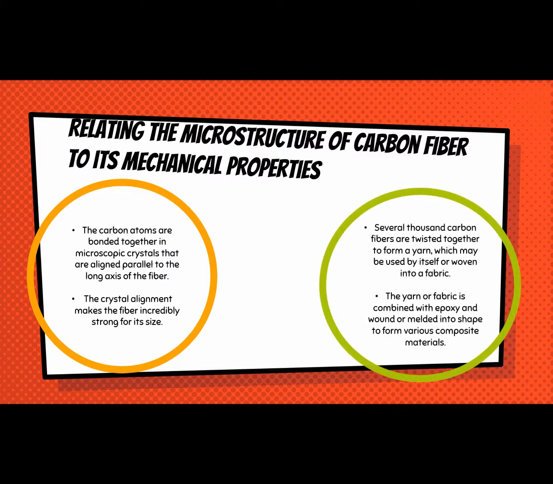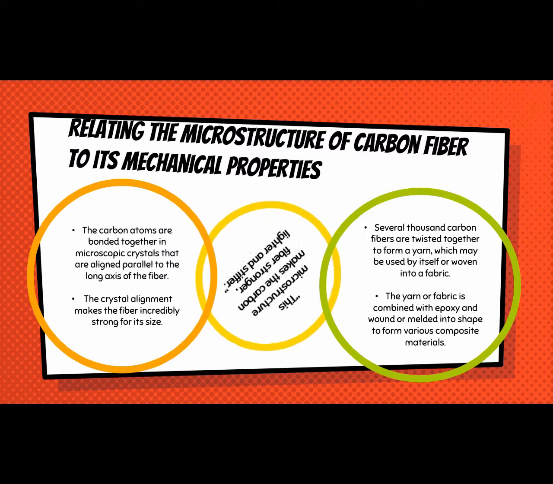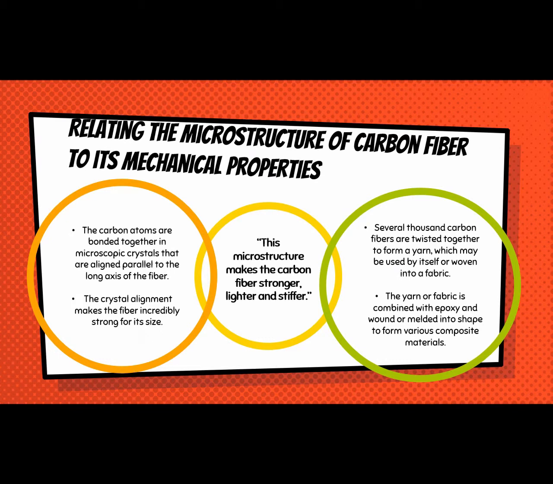Several thousand carbon fibers are twisted together to form a yarn, which may be used by itself or woven into a fabric. The yarn or fabric is combined with epoxy and wound or melded into shape to form various composite materials. Eventually, this type of microstructure makes the carbon fibers stronger, lighter, and stiffer.